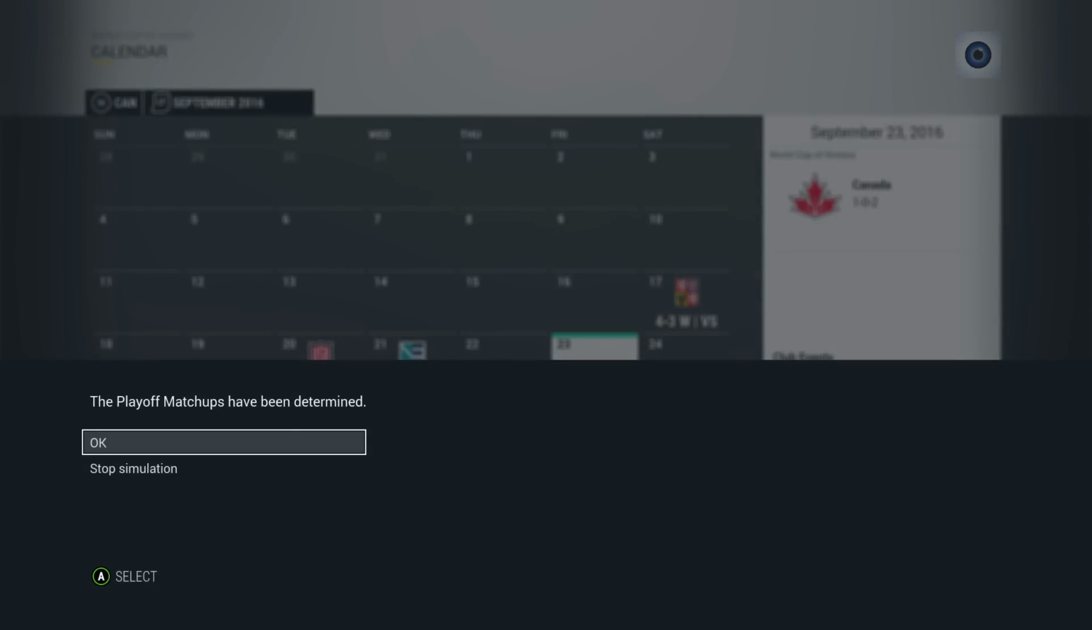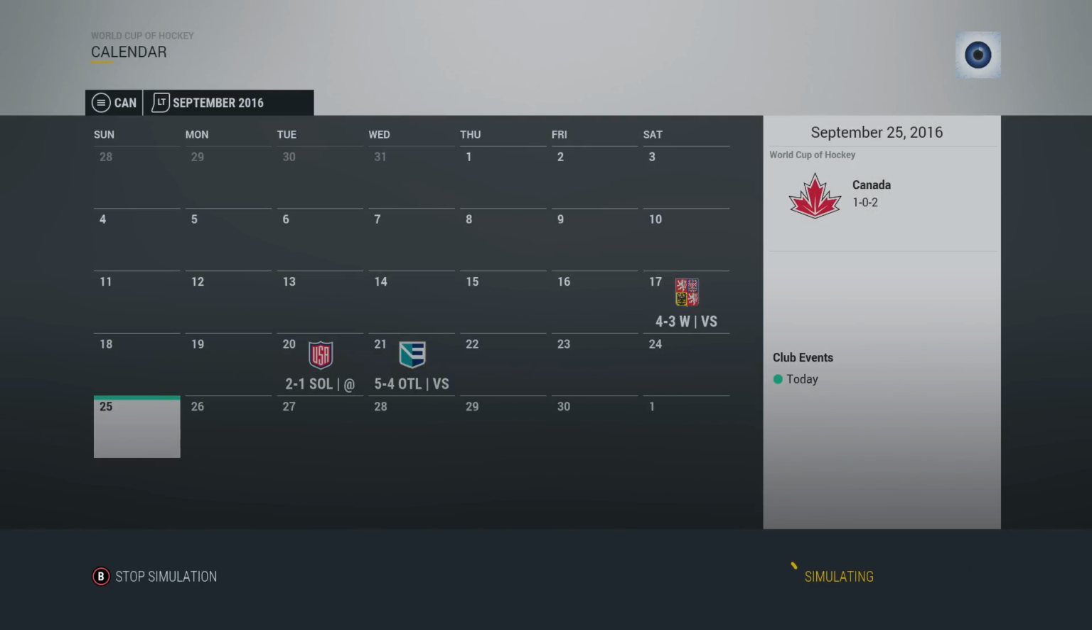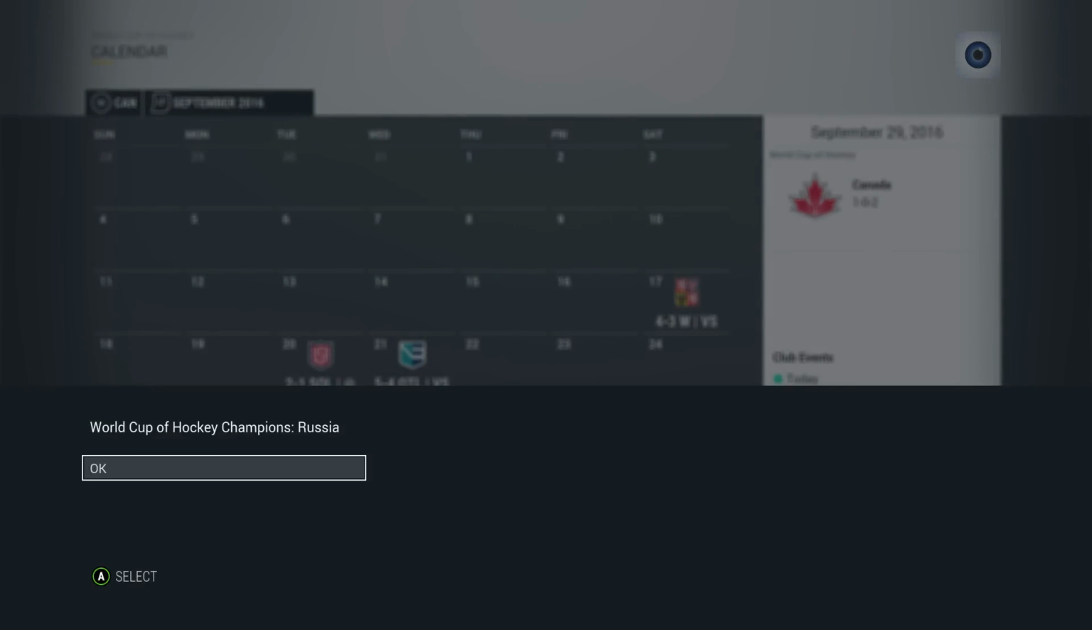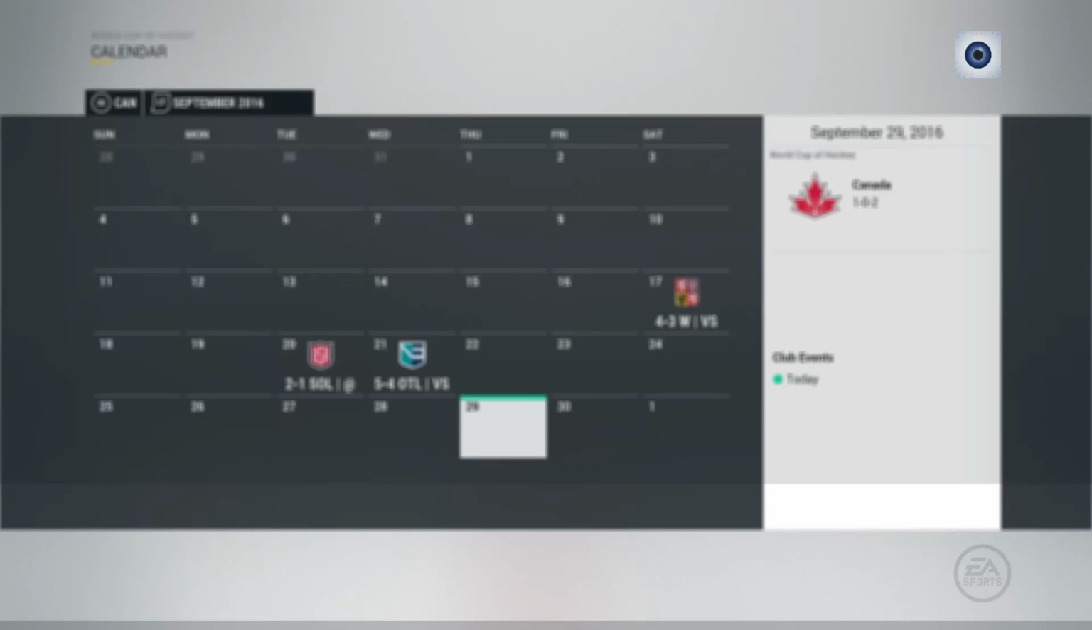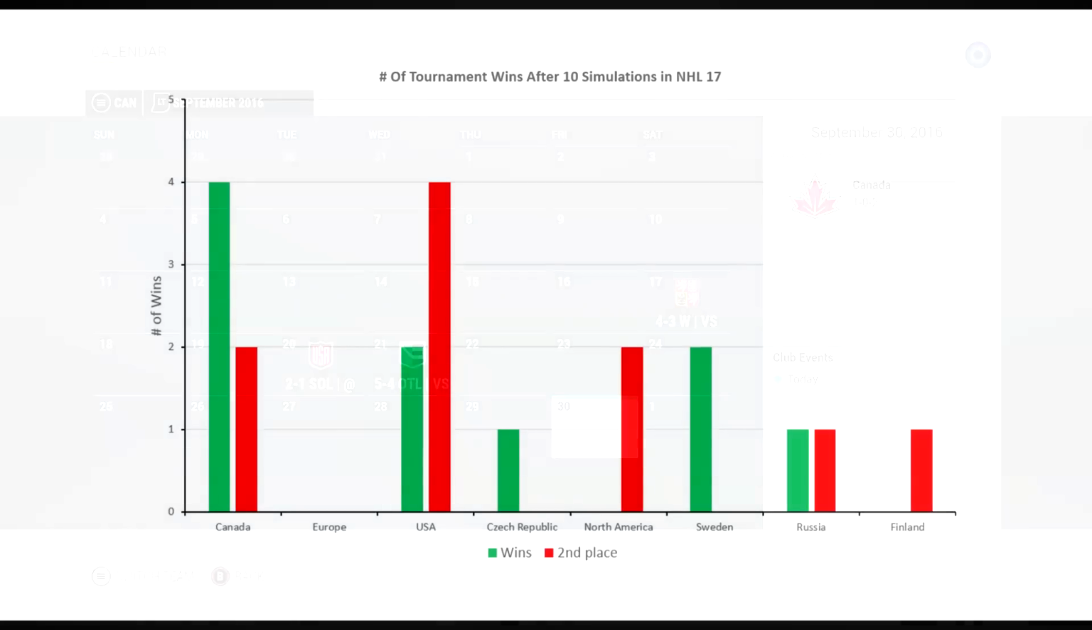So on screen, you can see how I did this every time. Just went to calendar, simulated to the end of the month, and then we have a winner. And I think here, yes, Team Russia wins. So let's begin. Our first graph, we have the number of tournament wins after 10 simulations in NHL 17.